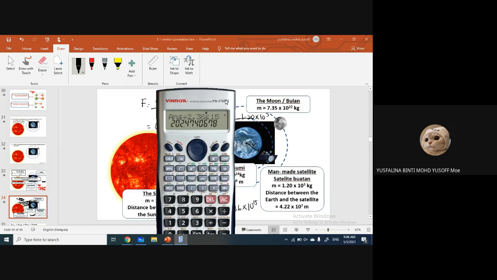So you can see the gravitational force is decreasing, right? Before this it was 11,000, now it only becomes something like 200.